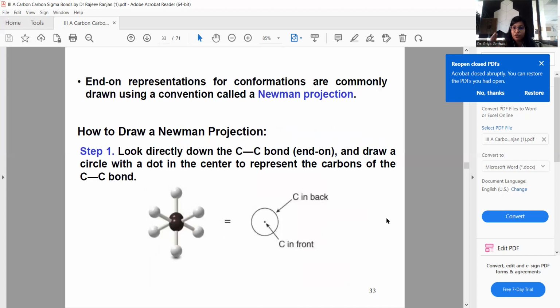Conformations are commonly drawn using a convention called a Newman projection. How do we draw a Newman projection? We follow some steps. Step 1: look directly down the carbon-carbon bond and draw a circle with a dot in the center to represent the carbon-carbon single bond. Here we can see the staggered form, with the carbon in back and the carbon in front.